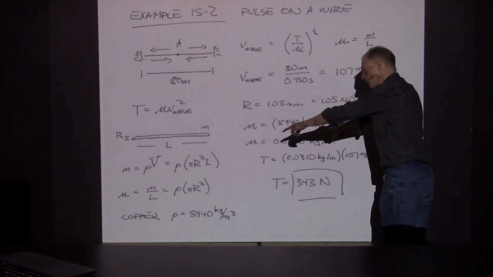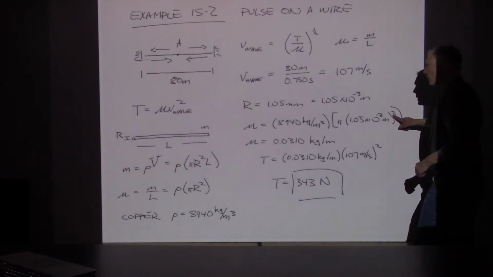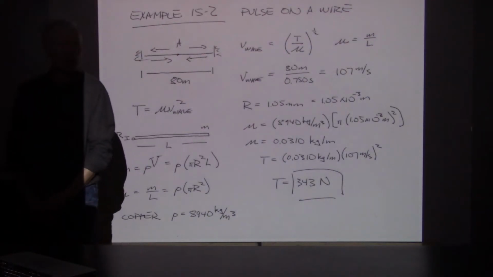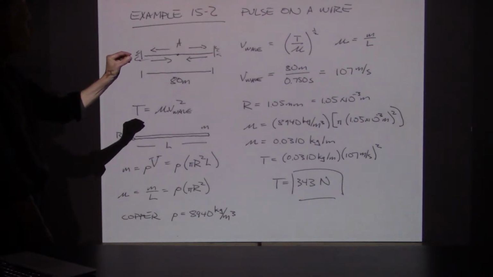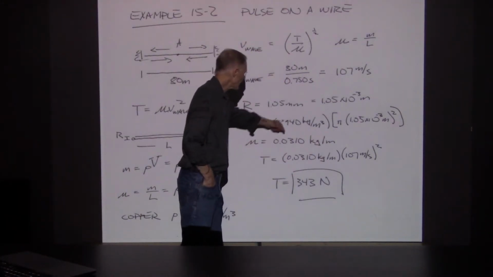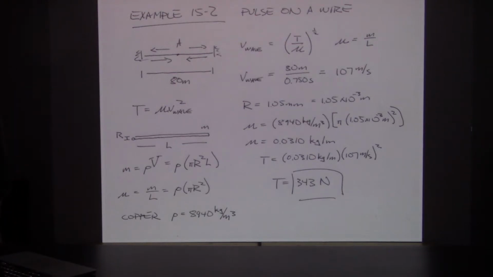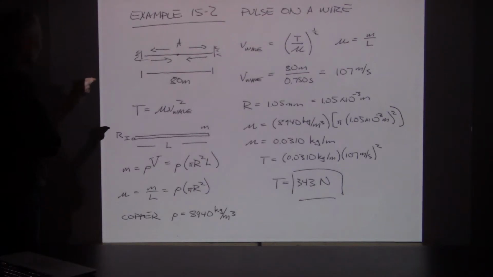There it is. I'm putting in the density, and I'm putting in pi times 1.05 times 10 to the minus 3 meters, squared. And so mu is working out to be 0.0310 kilograms per meter. Now that sounds a little high. I've got to go back and double check this. This is saying that for every meter of copper wire, that's about 31 grams. It seems a little high. Maybe it would be that much. I was thinking maybe it would be 3 grams, but this is saying 31. So I'll double check that, you guys too.